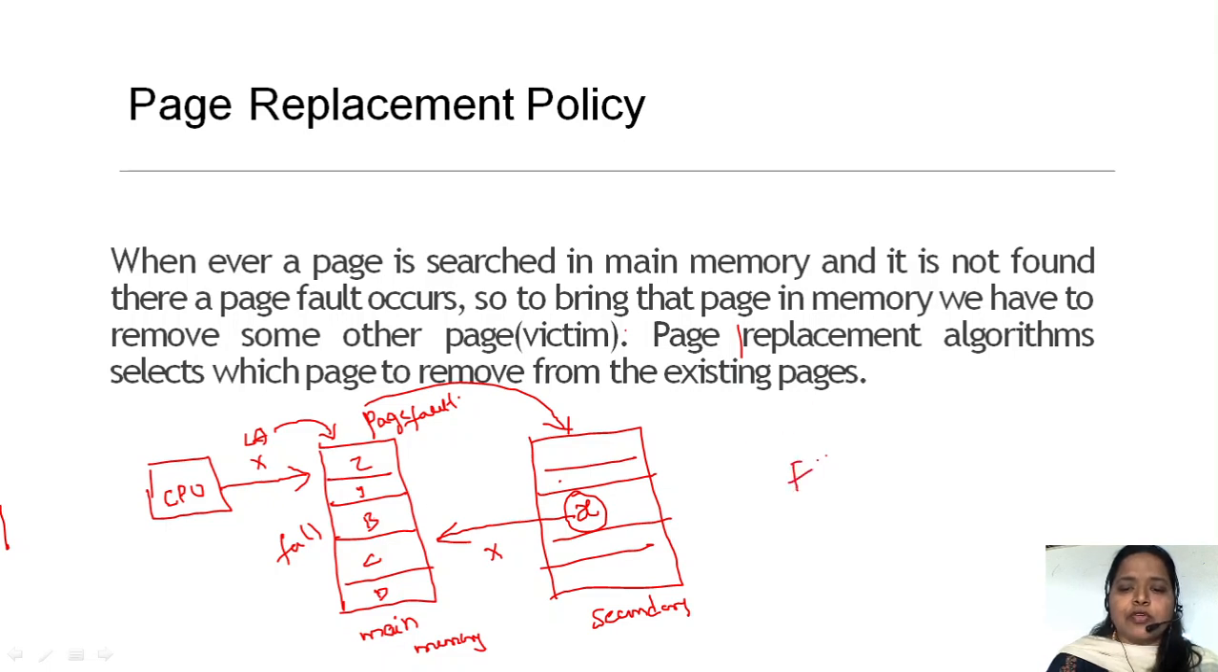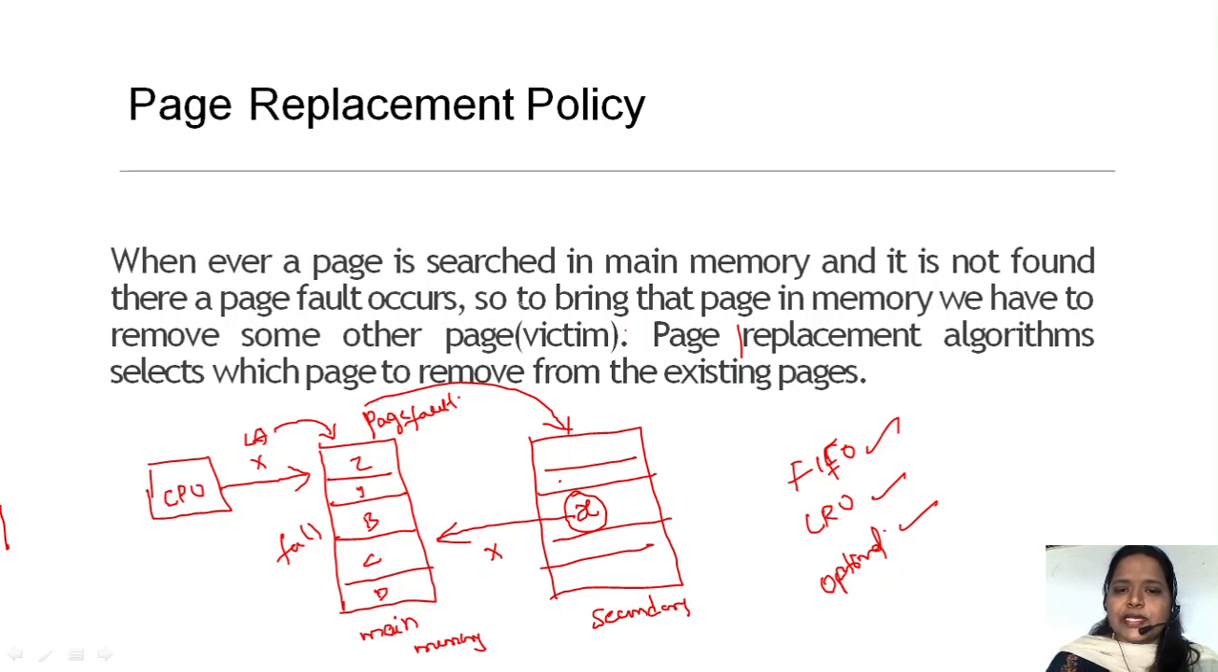By making use of page replacement algorithms, we will know which page to swap out. By making use of FIFO, LRU and optimal, any one of these three page replacement algorithms will replace one of the pages with the newly allocated page.